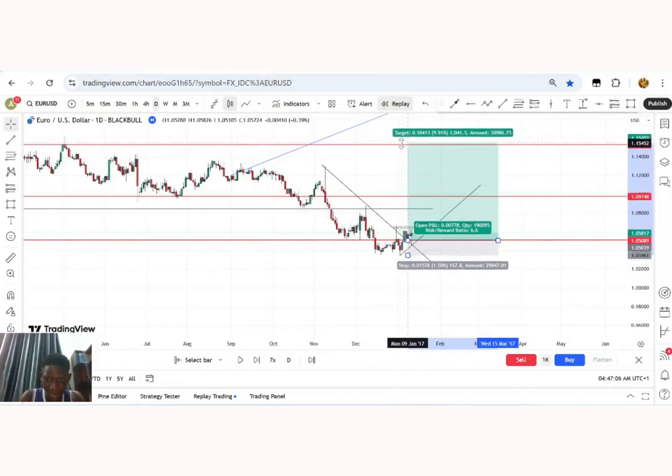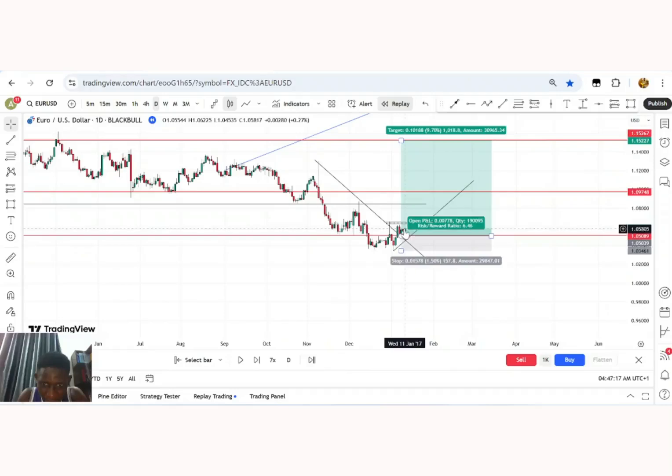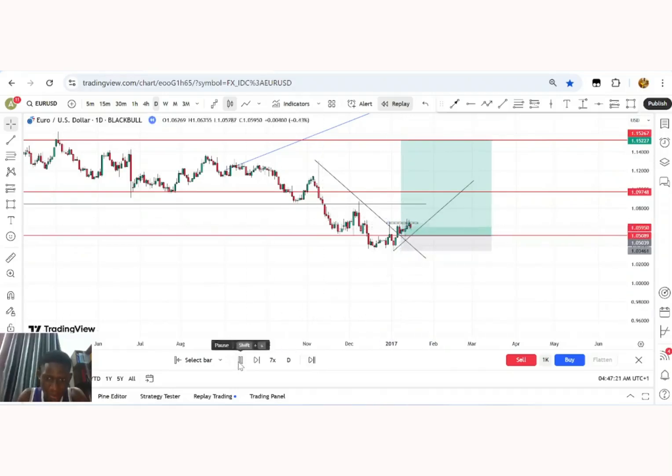I might target here, but maybe take partials at this point, but targeting here. So okay, let's just say this now. But another trader is waiting for a breakout from here to be very precise in his trade. So let's see what happened. So now you have gotten the breakout.